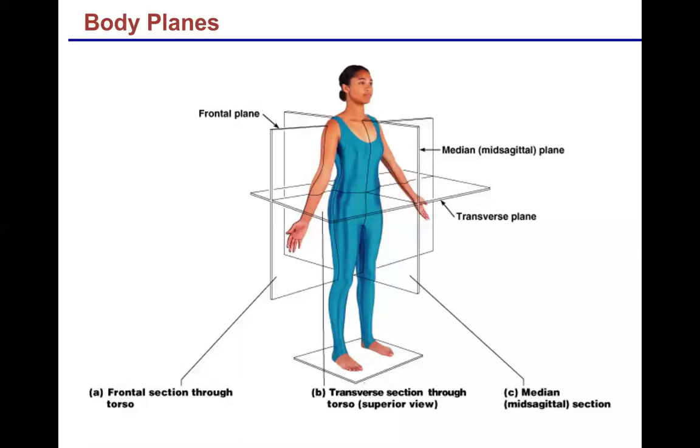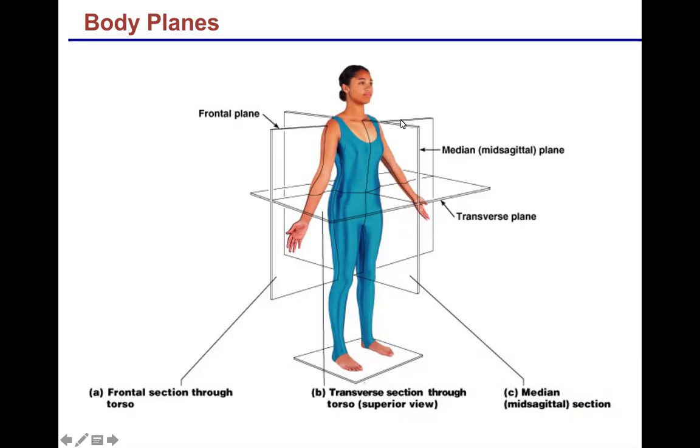Next, if you pass a plane through the body in such a way that two parts are formed, one superior and the other inferior, this is known as the transverse plane. The transverse plane divides the body into superior and inferior. Next, if you pass a plane through the midline, again, the midline is an imaginary line that divides the body into left and right, into two equal halves, it's known as the mid-sagittal plane.